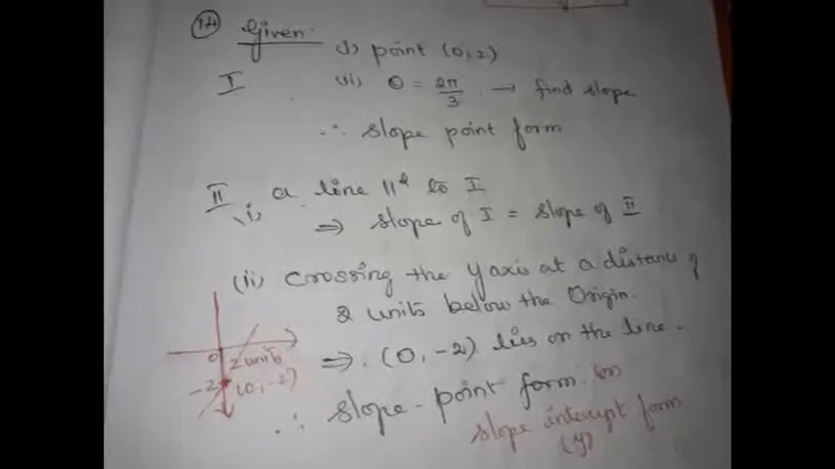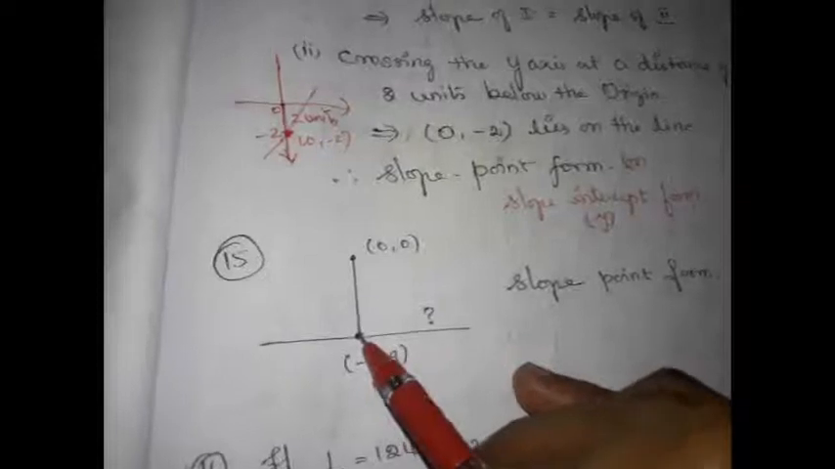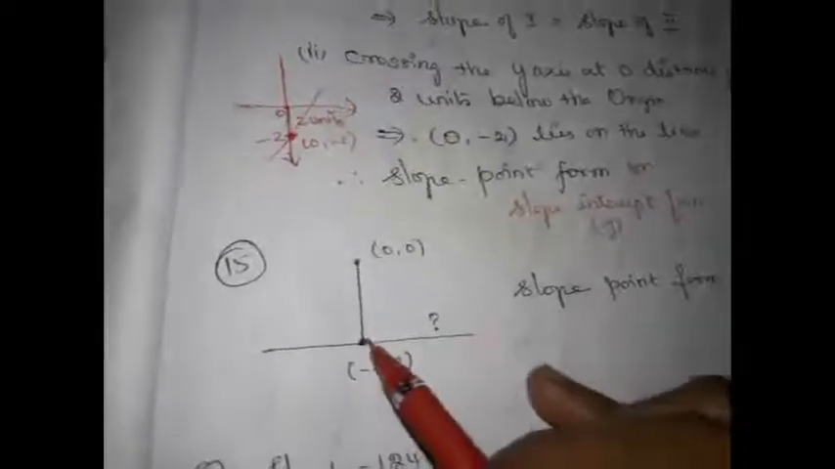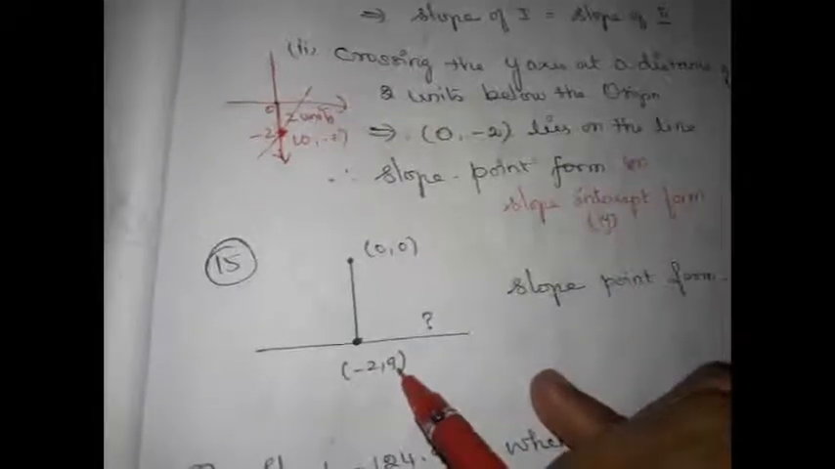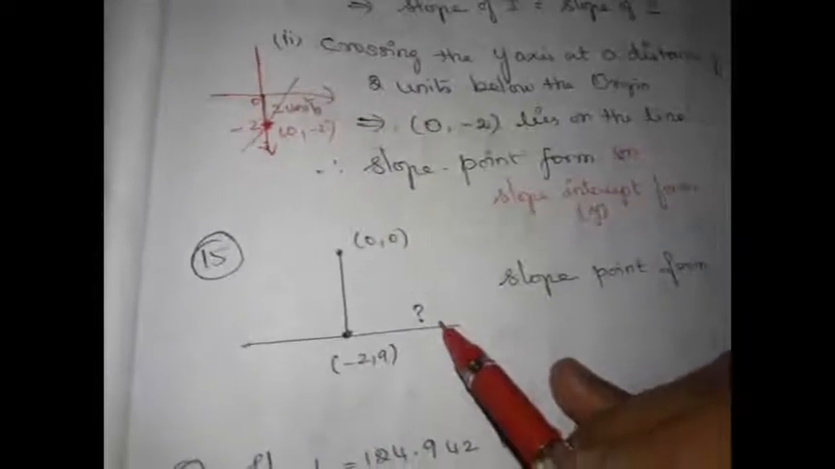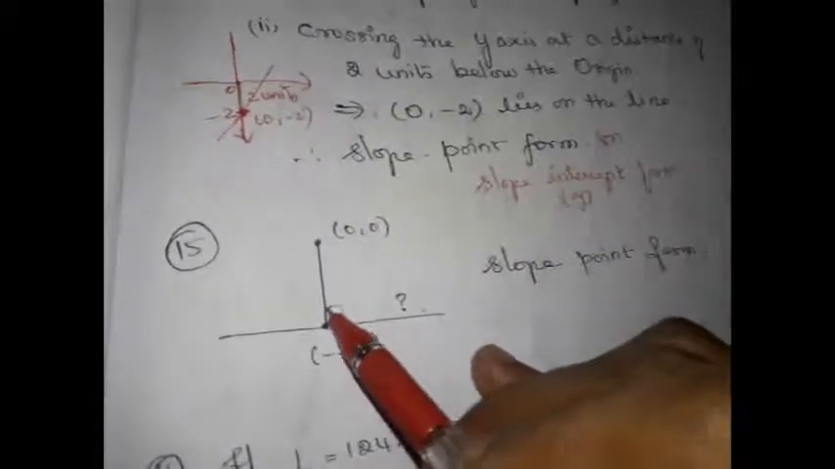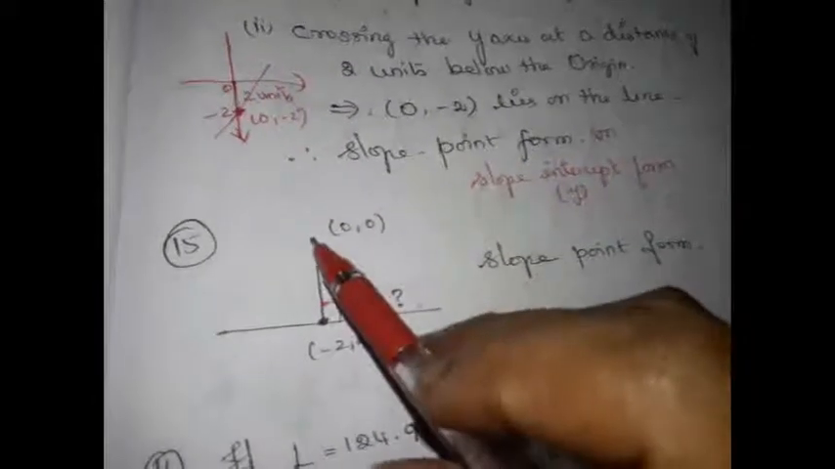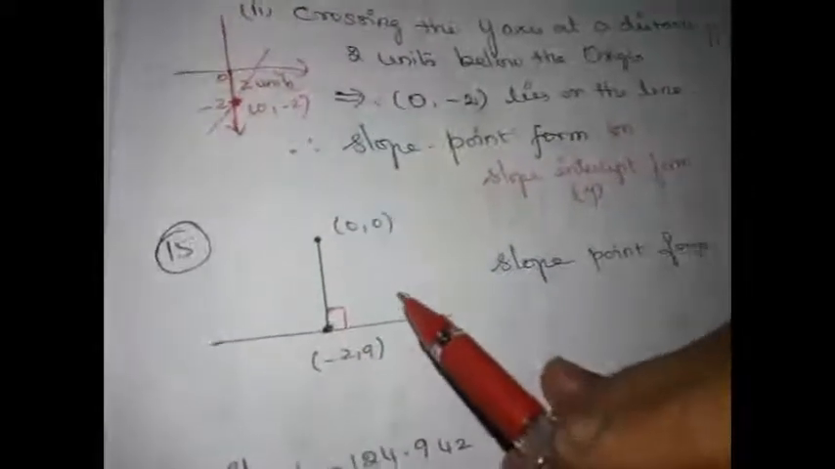Let us move on to the next question, the 15th one. The perpendicular from the origin to a line meets it at the point (-2, 9). Find the equation of the line, right? So they told you clearly this is a perpendicular from the origin to a point on the line. Find the equation of this line.